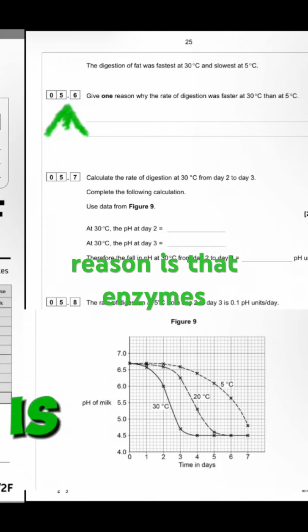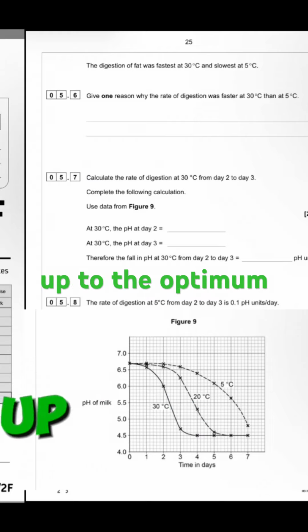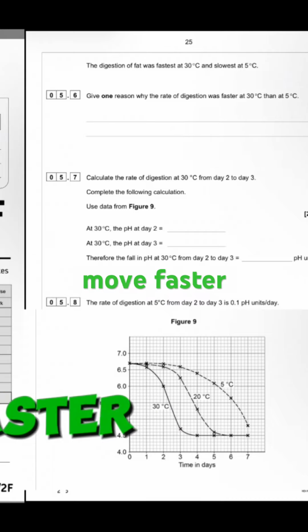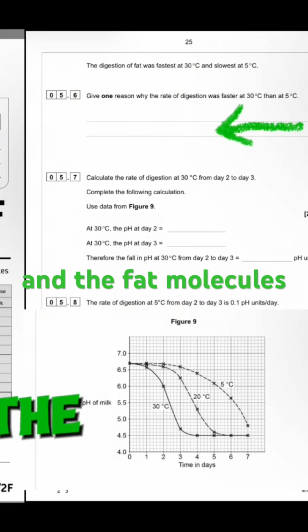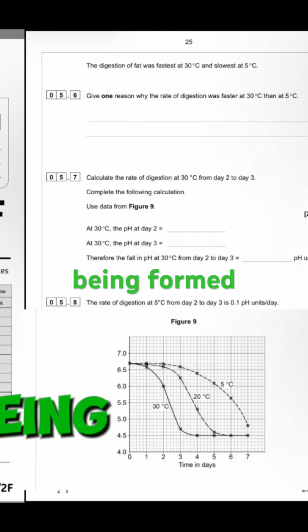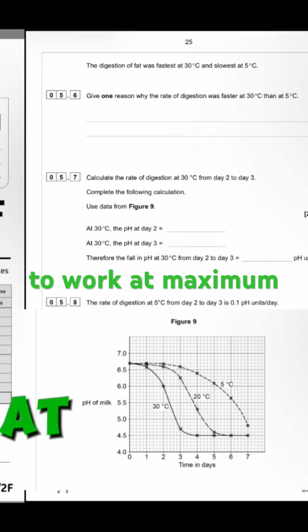The primary reason is that enzymes and substrate molecules have more kinetic energy at higher temperatures, up to the optimum. As temperature increases, molecules move faster. This leads to more frequent successful collisions between the lipase enzymes and the fat molecules, resulting in more enzyme-substrate complexes being formed per second. Hence 30 degrees is closer to the optimum temperature for enzymes to work at maximum level.